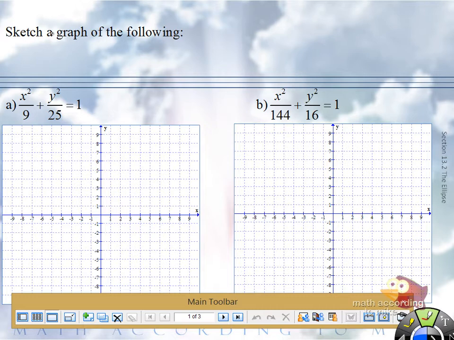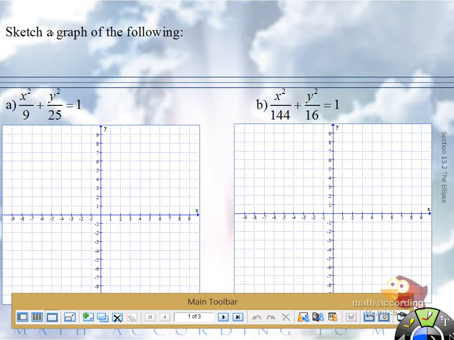Ellipses. All right. So in part A, notice the bigger number is underneath the y squared. So what type of ellipse will it be? Vertical. Okay. Notice we are not subtracting anything from the x and the y. So what are h and k? 0, 0. Right. So we're centered at the origin. So we have a vertical ellipse centered at the origin for both parts A and B.